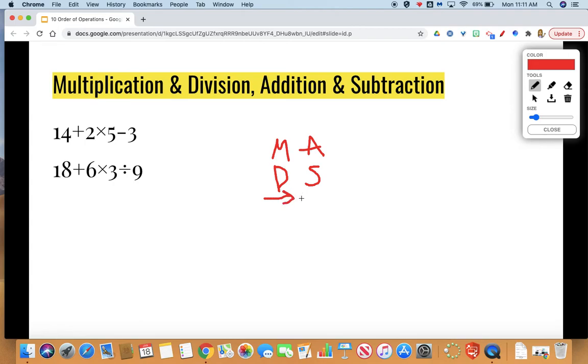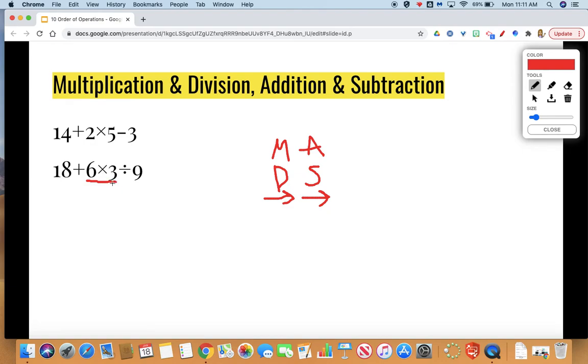All right, so let's look. We need to start by looking for any multiplication and division because those are going to come before addition and subtraction. I see both in this problem, multiplication and division. Which one do we do first? Whichever one shows up first. What shows up first in the problem if we're looking from left to right? The multiplication. So I'm going to underline that step.